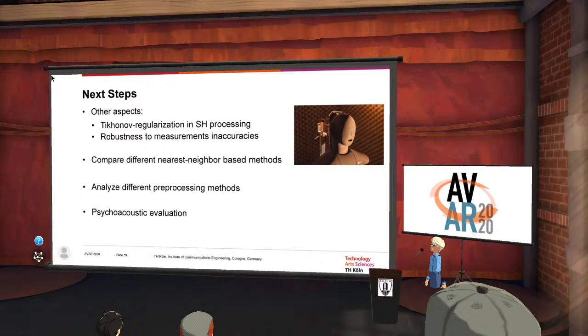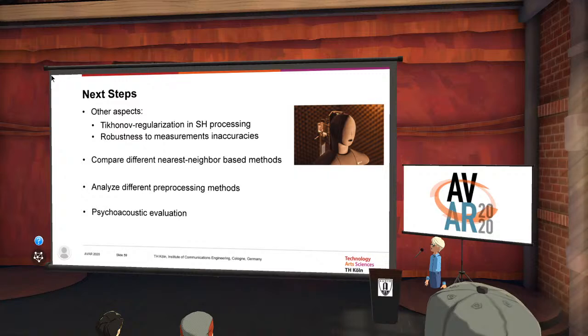So what are the next steps? We could, for all of these methods, do much more. For example, if we analyze the SH interpolation, we could apply Tikhonov regularization, do much more things, all the stuff which has been done in lots of studies and incorporated in our study. So we just kept it simple. We could look at robustness to measurement inaccuracies. It's a very interesting thing. And if you're heading towards individual measurements, you should take care on that.